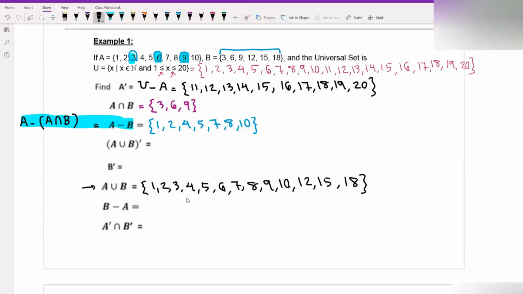Now finding complement of A union B. This one is universal set minus A union B. The answer is all members except those members that are inside A union B. Okay, universal sets we have starting from 1 to 20. But I shouldn't have these numbers that they have for A union B. The answer is what's left.